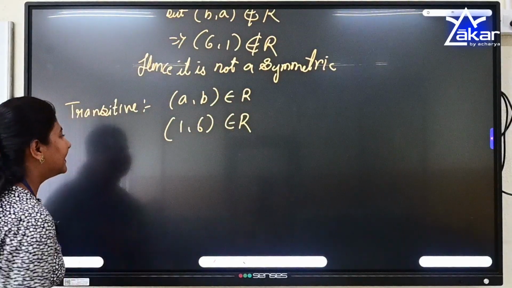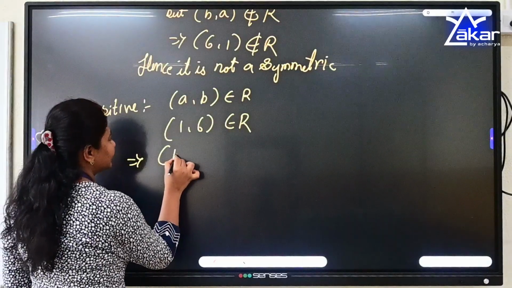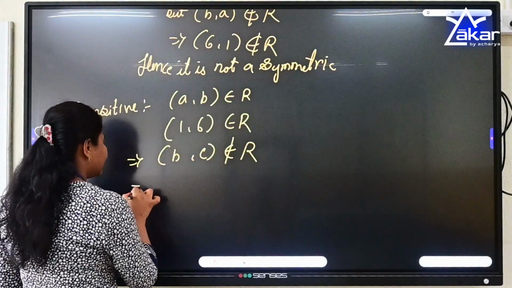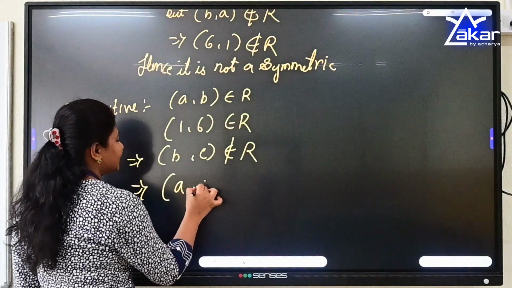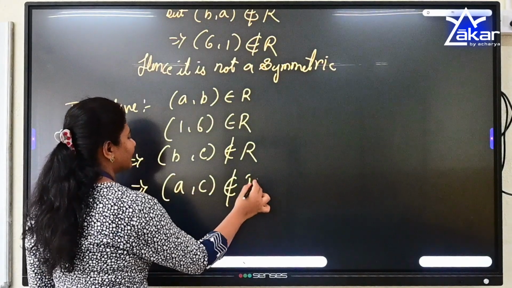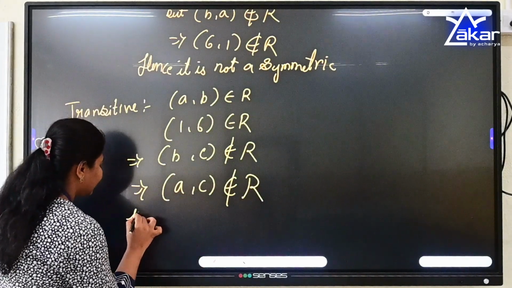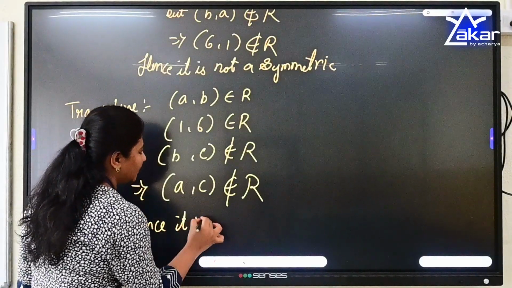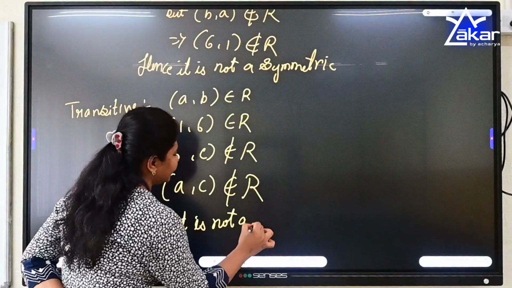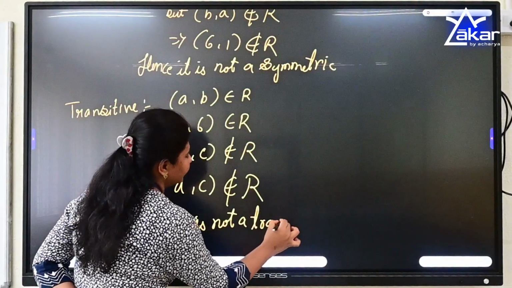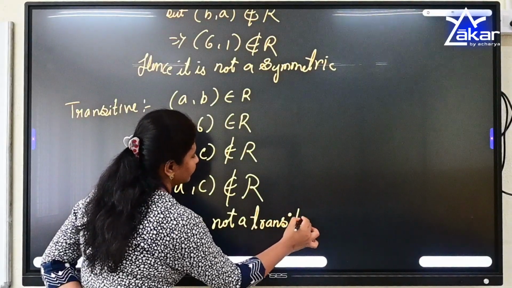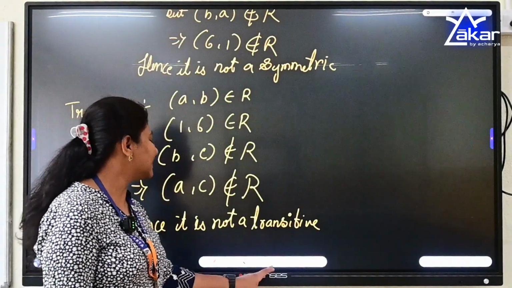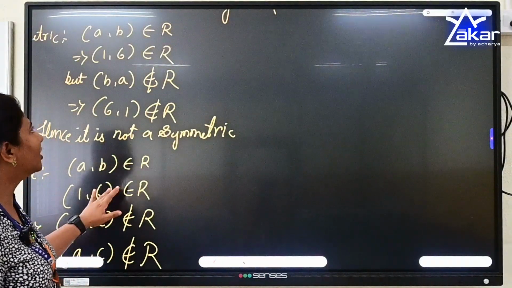So you can directly write it as: this implies (b, c) does not belong to R. So this implies (a, c) also does not belong to R. Hence it is not transitive. Hence it is not a transitive condition. Next, let us go for the third problem.